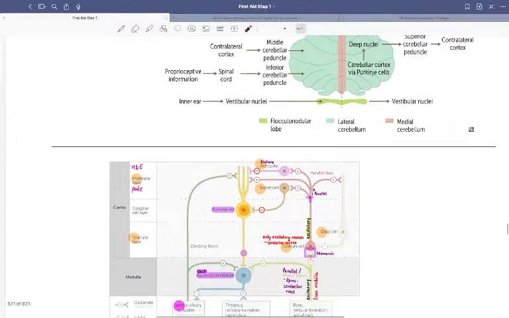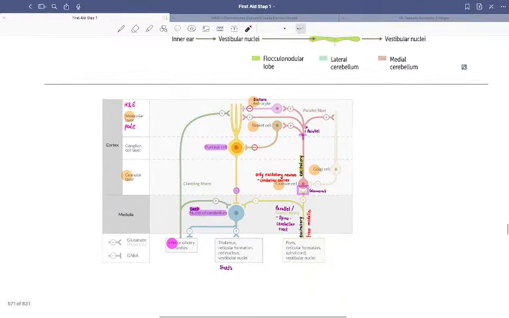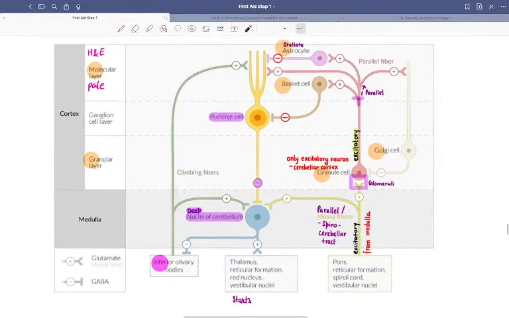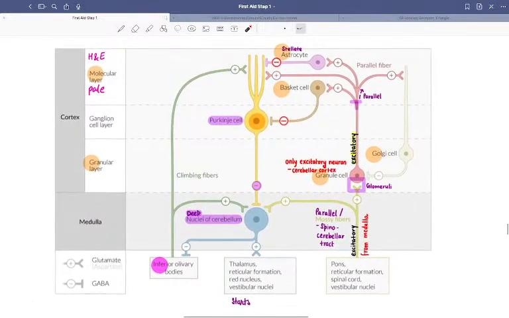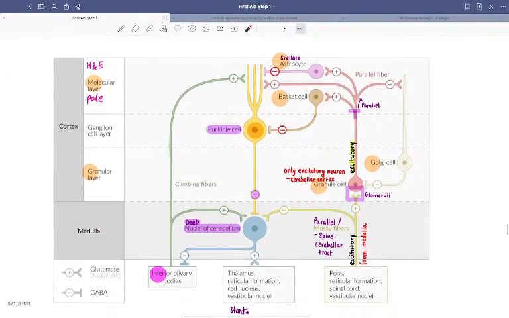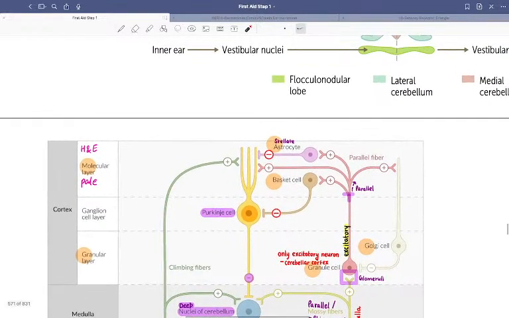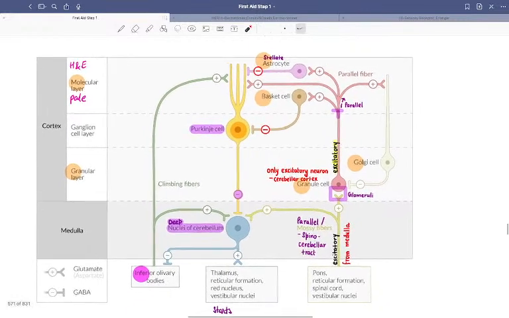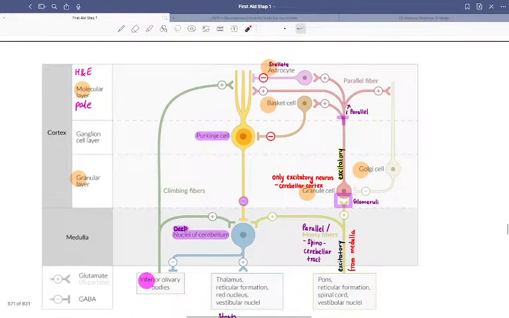Spinal cord proprioceptive information goes through the inferior cerebellar peduncle. Here we have the pons, the reticular formation, the spinal cord and the vestibular nucleus. Just now we saw that from the vestibular nucleus the inner ear information is coming, and from the spinal cord you have the inferior cerebellar peduncle.